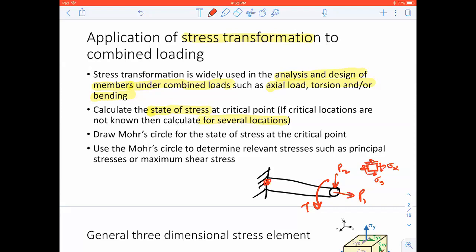Once you know your state of stress for several locations, you can compare them, or if you know your critical location already, find out the state of stress at that location, and then draw the Mohr circle. For this critical location, you're going to calculate relevant stresses such as principal stresses and maximum shear stresses. The maximum principal stress will give you the maximum normal stress at the critical location. And then you can use them in your failure theory to predict whether it's going to fail or not.